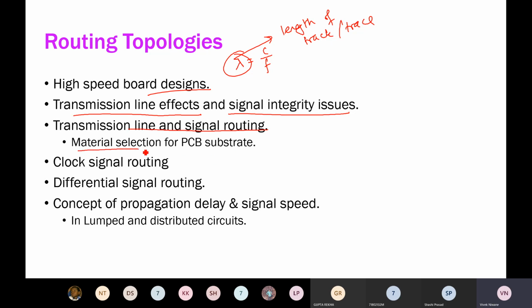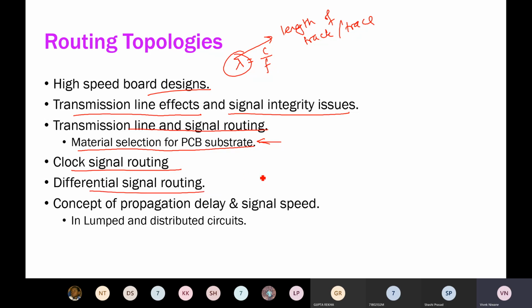So here material selection for the PCB substrate becomes very important. Nowadays we do have multi material PCBs as well, so that they will reduce the coupling and the interferences. Then clock signal routing, it has to be kept as a separate plane so that it won't interfere with other signals.